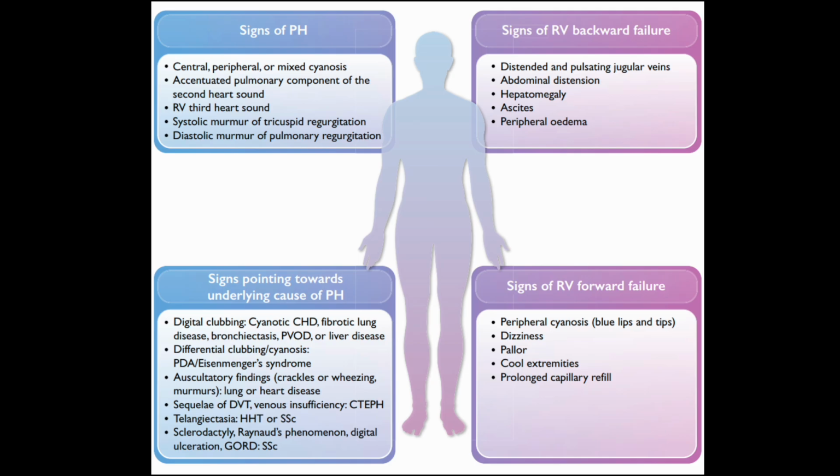So the signs of pulmonary hypertension, as we have already described, are written over here. The signs pointing towards underlying causes need to be seen. This is important. You need to look for digital clubbing, differential clubbing, auscultatory findings for lung and heart disease, sequelae of DVT, venous insufficiency, telangiectasia, and signs of connective tissue disorders. While you do all these things, do not forget to look for signs of right ventricular failure, that is peripheral cyanosis, dizziness, pallor, cold extremities, and prolonged capillary fill time.